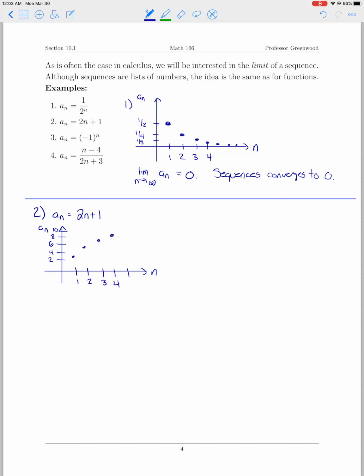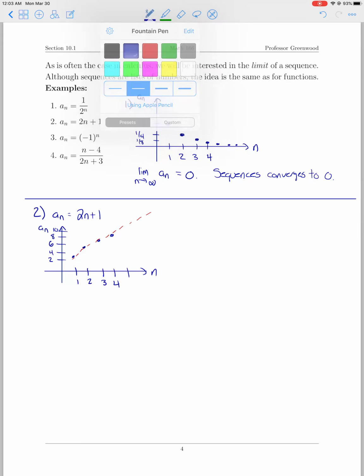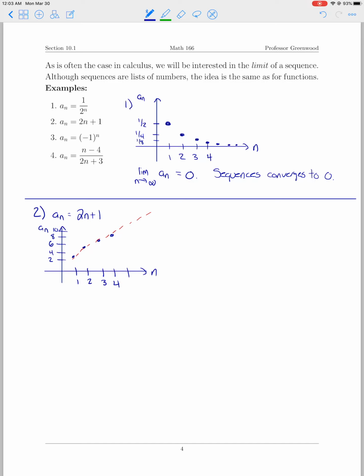If I had drawn this a little bit better, this would have formed a straight line going up with a slope of 2, of course. This isn't really any different from drawing the line y equals 2x plus 1. So you can see in this case that the limit as n goes to infinity of a sub n is equal to positive infinity. In this case, we would say that the sequence diverges to infinity.